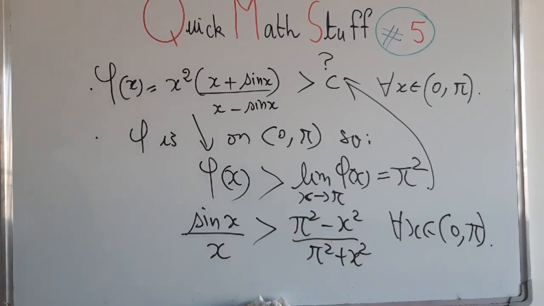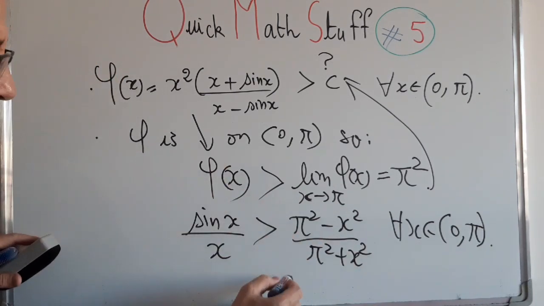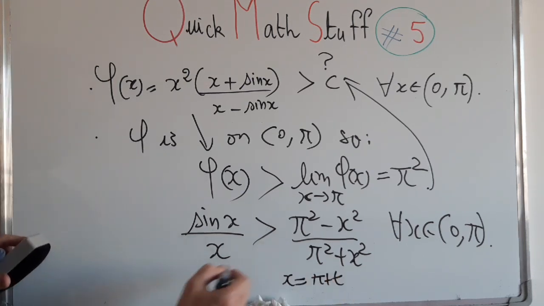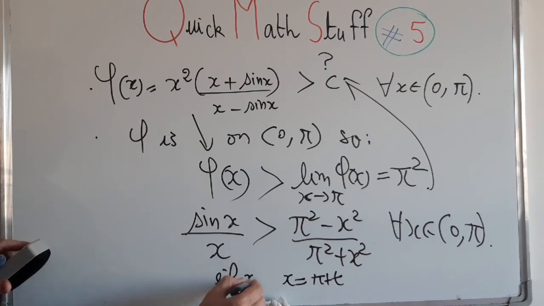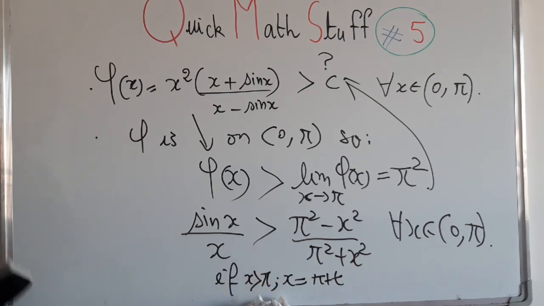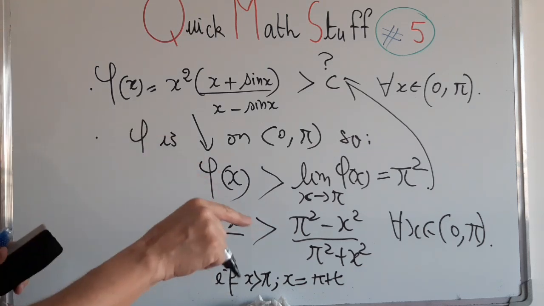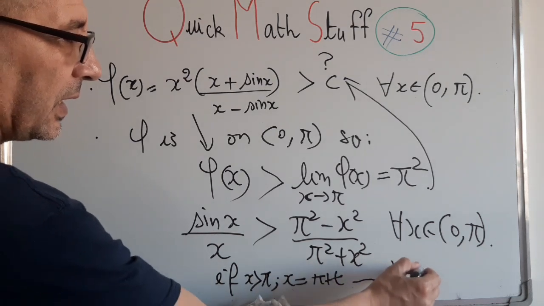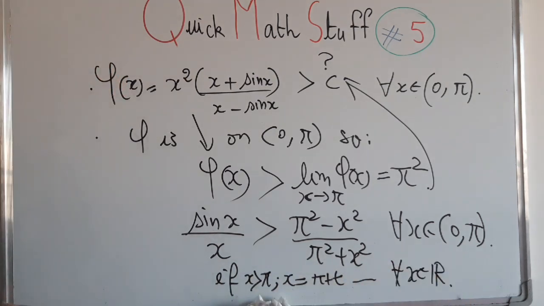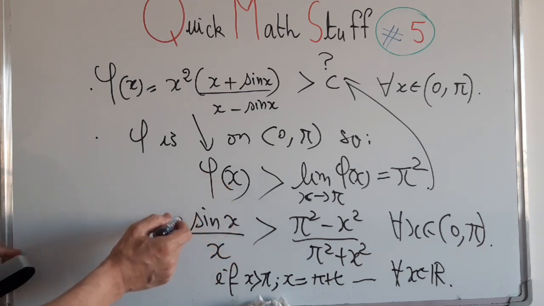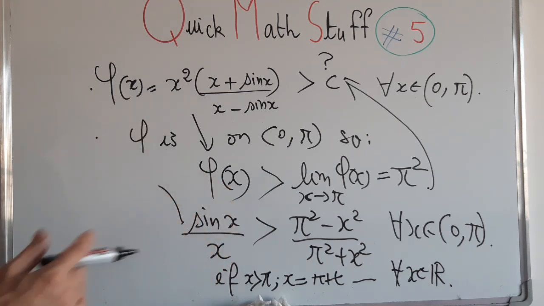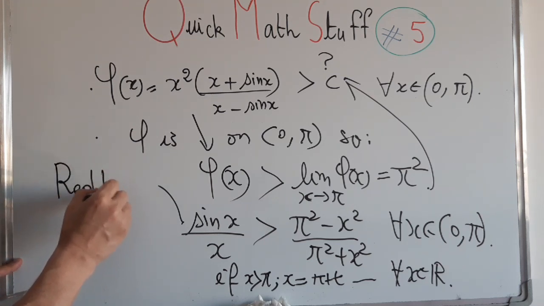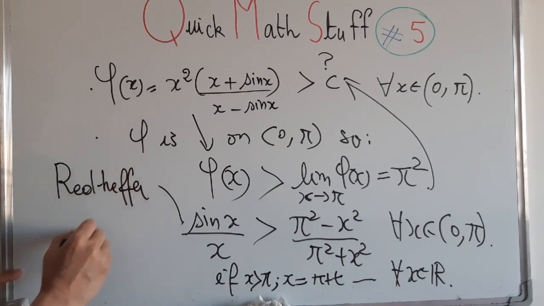But moreover, by substituting x equals pi plus t for x greater than pi, you will find that the inequality is still true for every x on the real line. This famous inequality was proved by the mathematician Redheffer around 1969.